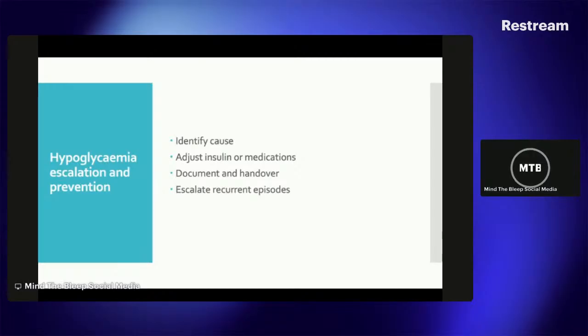And in terms of hypoglycemia escalation and prevention, we should identify the cause to prevent this happening again, to adjust any insulin or medication suitably. For example, the insulin dose may be too high, or they're taking a medication that precipitates hypoglycemia episodes. And we should document this clearly that this episode has happened and what you've done in terms of your management, how the patient clinically is currently, and to include it in the handover. So whenever you finish your shift, the other doctor who's taken over from you knows what to do. And if the patient's having recurrent episodes, to escalate it to a senior because they may need further investigation of what to do.